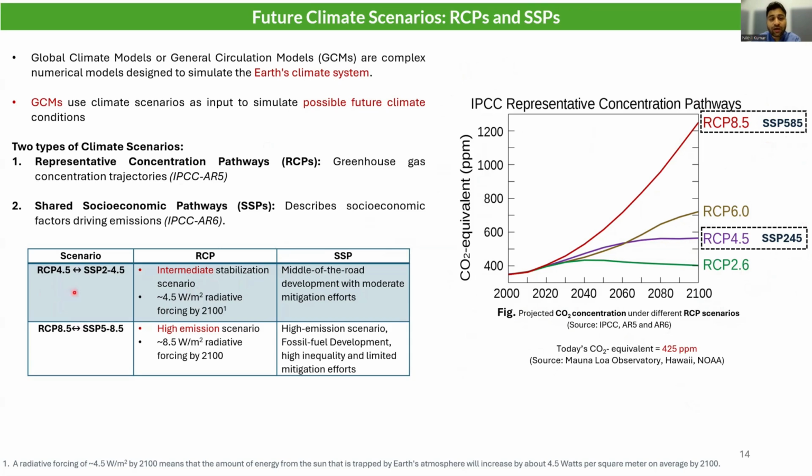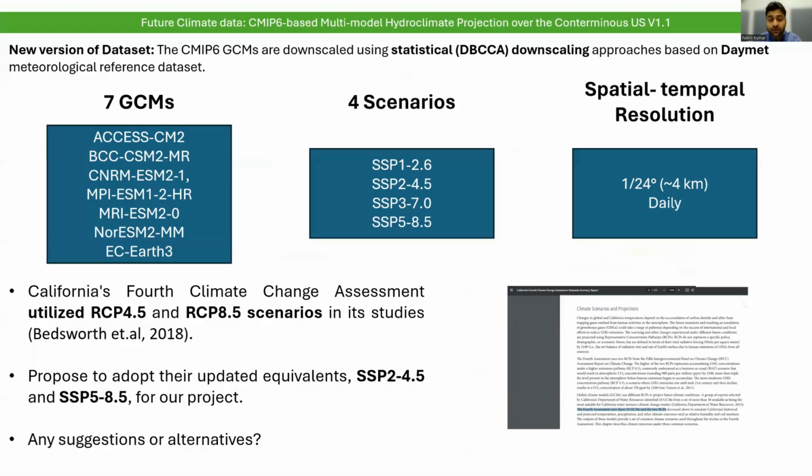So RCP 4.5 and SSP 245 are intermediate stabilization scenarios. They are middle of the road development scenarios. And RCP 8.5 and SSP 585 is a high emission scenario, which assumes fossil fuel development, high inequality and limited mitigation efforts. Further, in this study, we will be using this future climate data, that is CMIP6 based multimodel hydroclimate projection over the contiguous US.